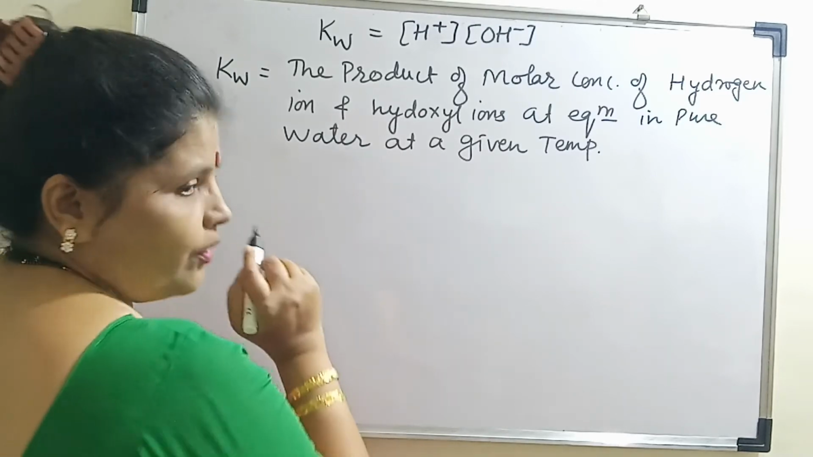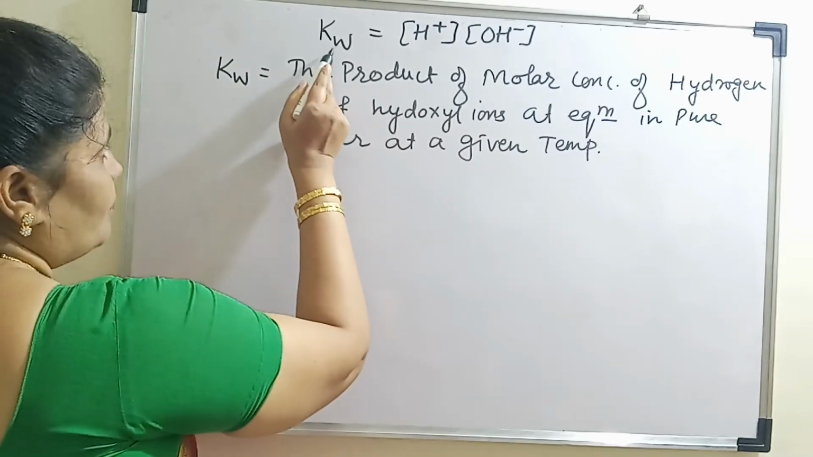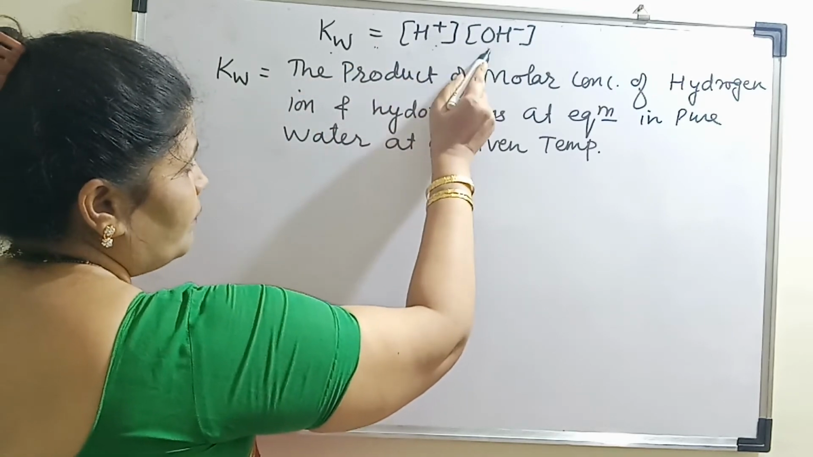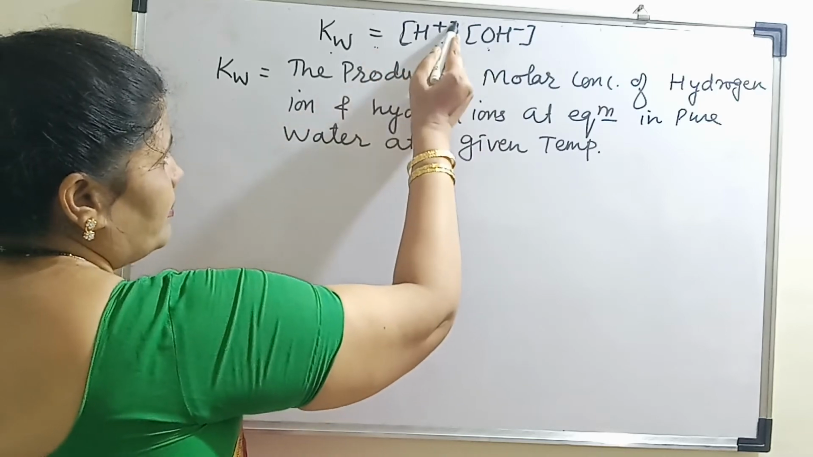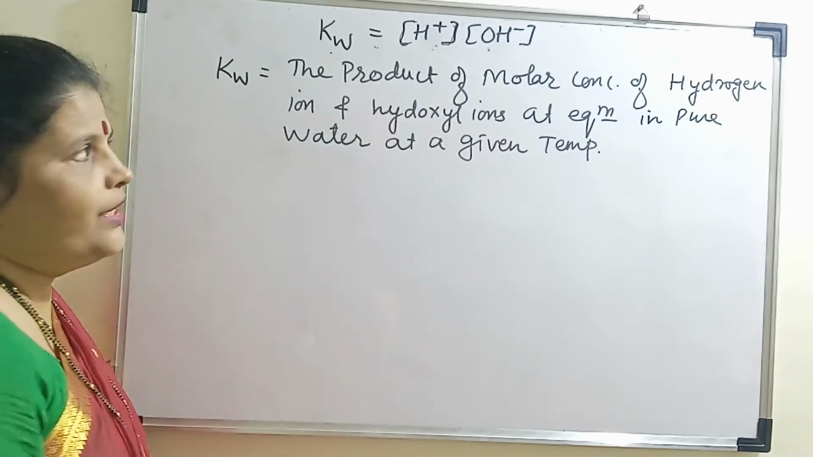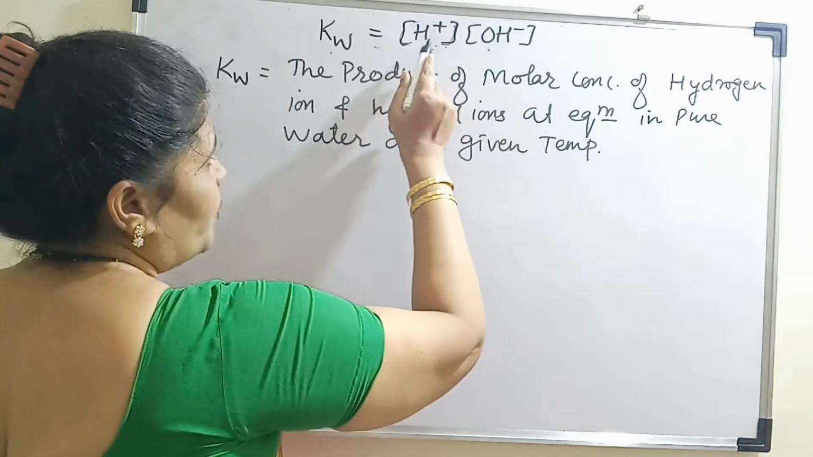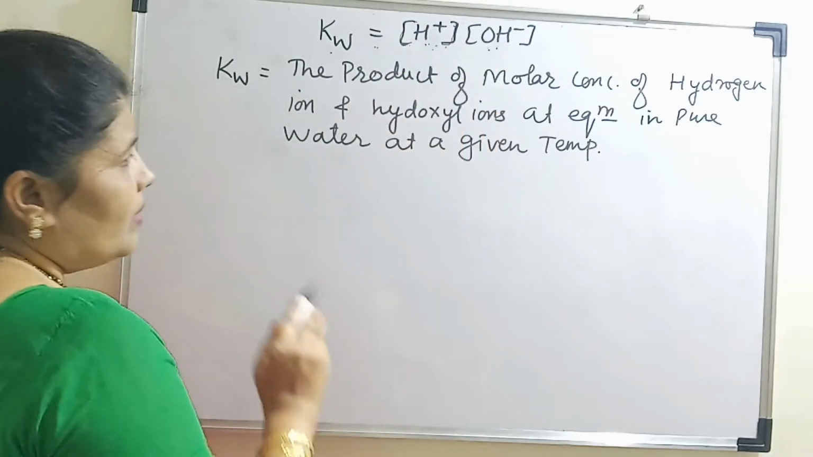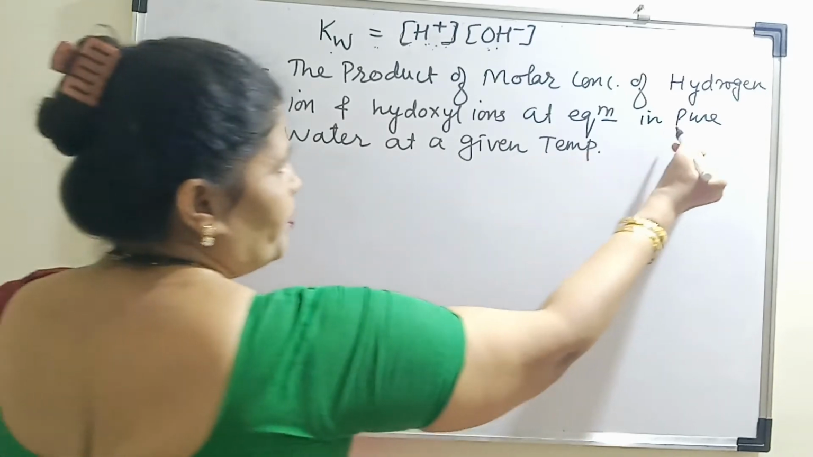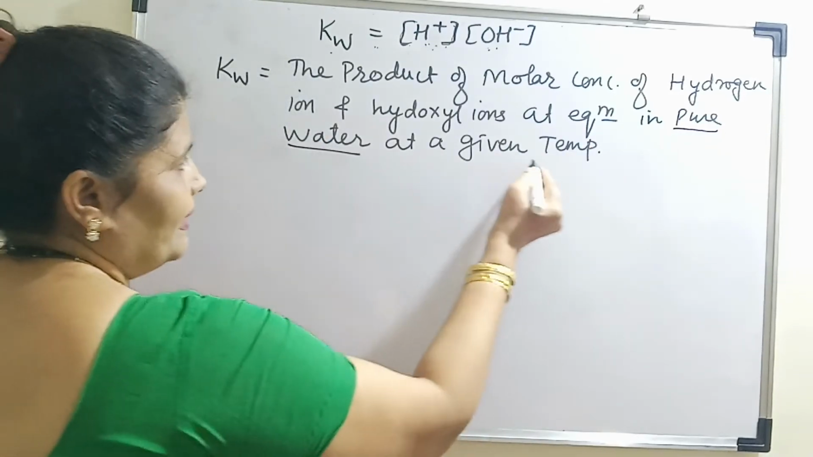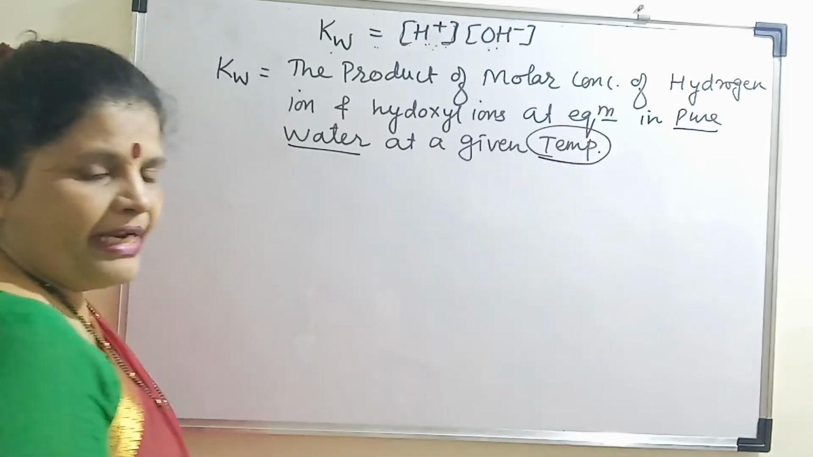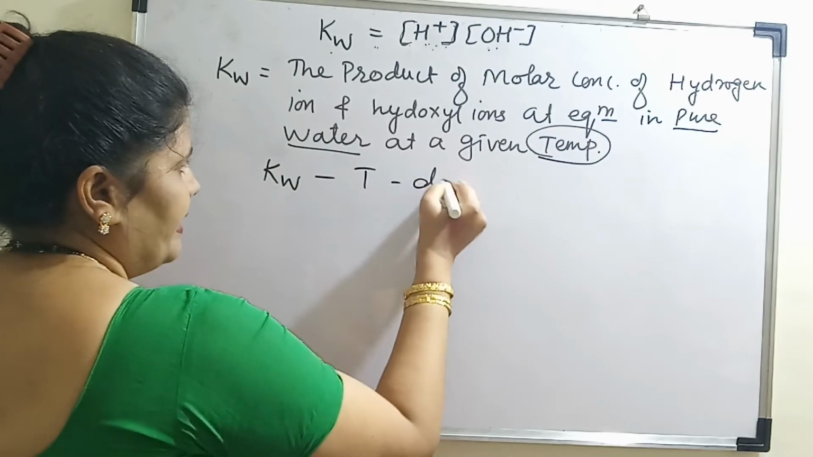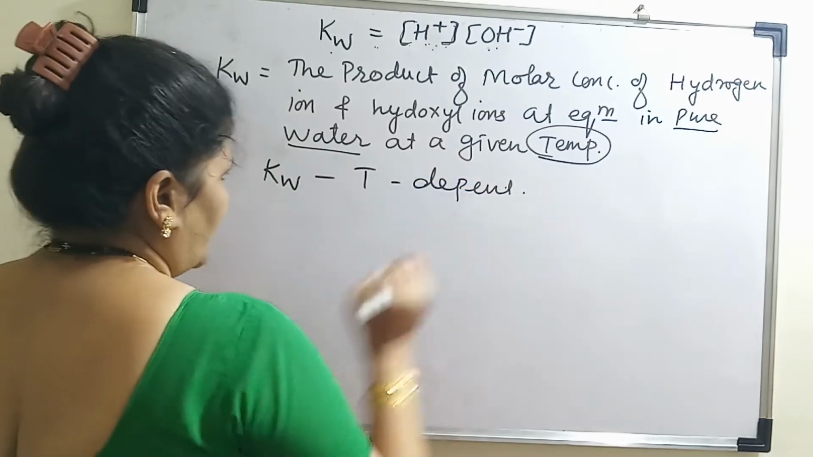On what basis did I write the definition? Ionic product of water is the product of molar concentrations, or you can write active masses, of hydrogen ion and hydroxyl ions at equilibrium for pure water at a given temperature. When I mention temperature here, it means Kw is a temperature dependent factor. Right, students?